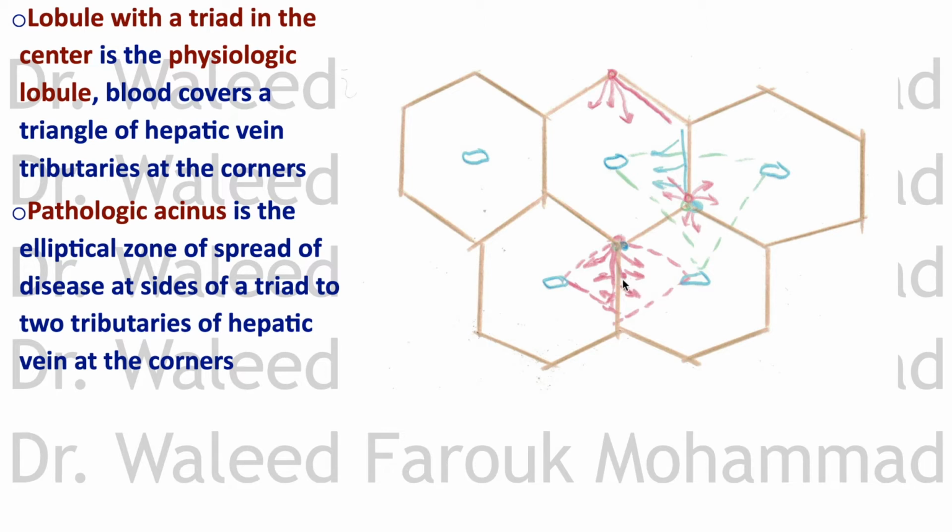So the spread of disease in the liver takes place according to this pathologic acinus. So now you can differentiate between the anatomic lobule, the physiologic lobule, and the pathologic acinus of the liver. Three ways to describe the structure of the liver.